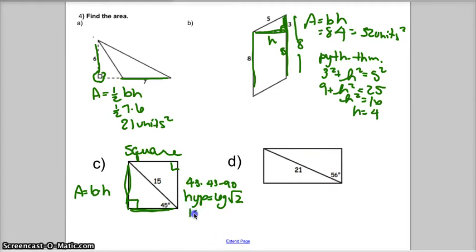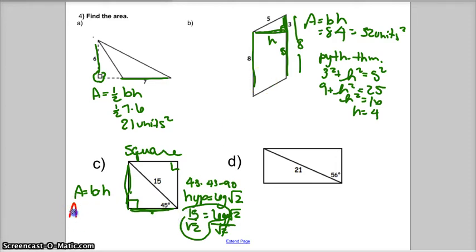The hypotenuse is 15. In this case, it's the diagonal. We don't know the leg, but the leg will be both the height and the base, times the square root of 2. To undo that multiplication, I'm dividing both sides by the square root of 2. So leg is equal to 15 over the square root of 2.